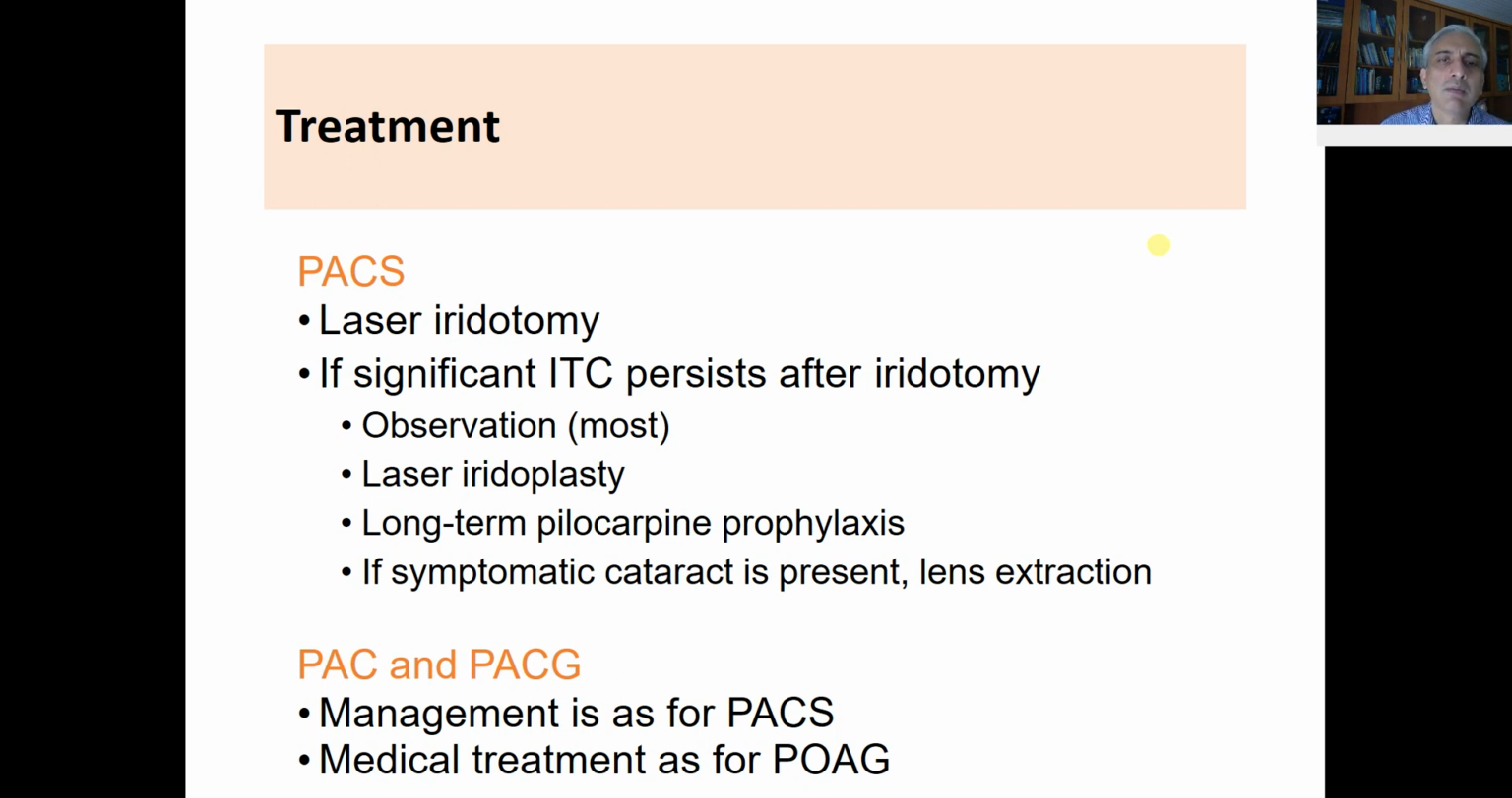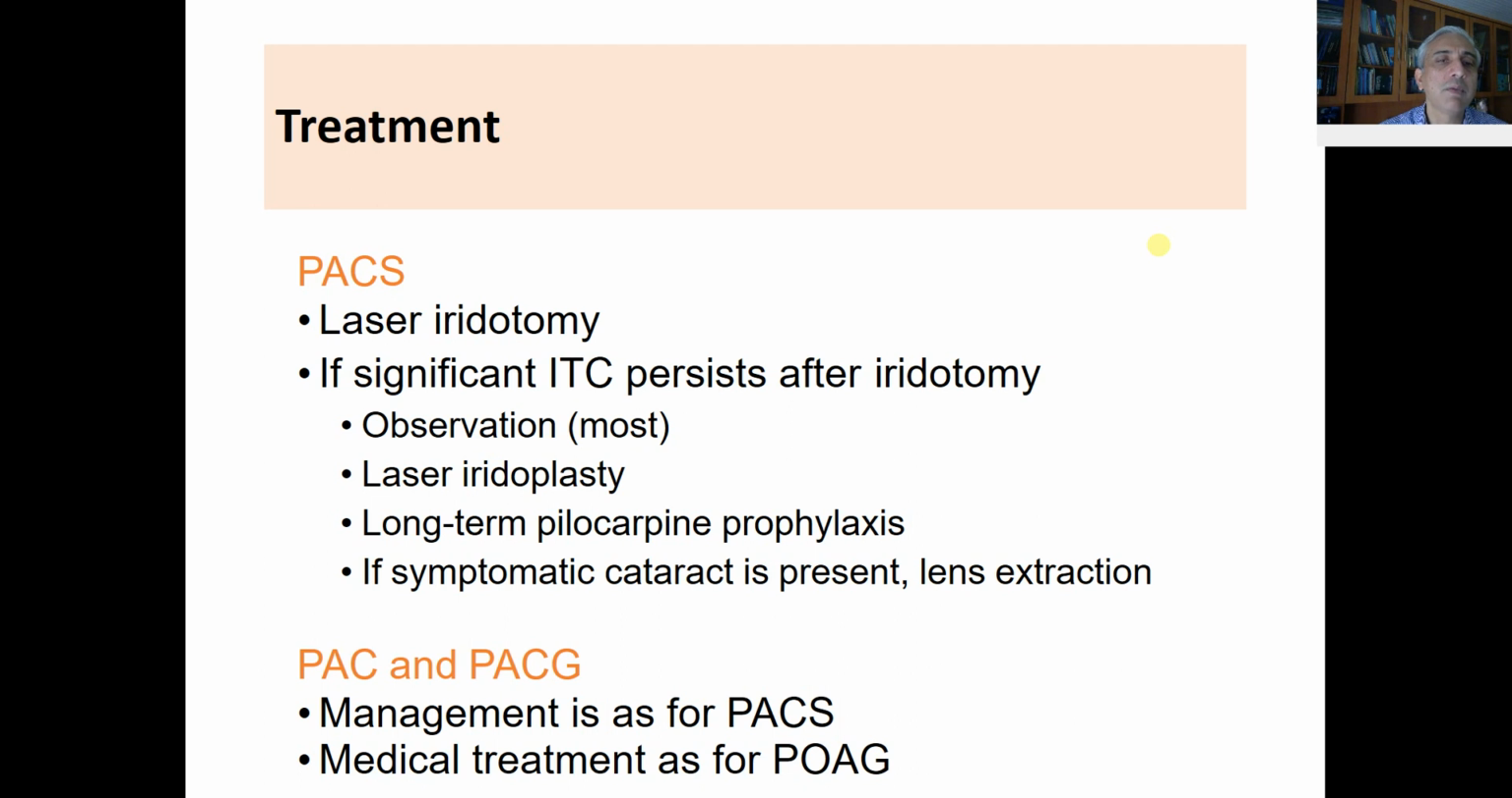And then long-term pilocarpine. I put a question in the MCQs that pilocarpine causes opening of the trabecular meshwork, because it causes pupillary constriction, and that constriction pulls the base of the iris in towards the center and pulls on the trabecular meshwork, causing it to open. The second treatment would be for primary angle closure and primary angle closure glaucoma. So the management is as for PACS, but with medical treatment as for primary open angle glaucoma.